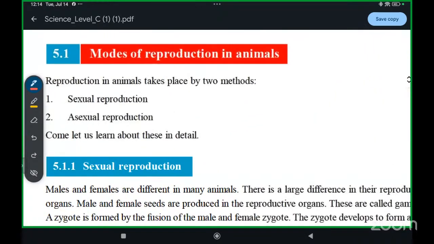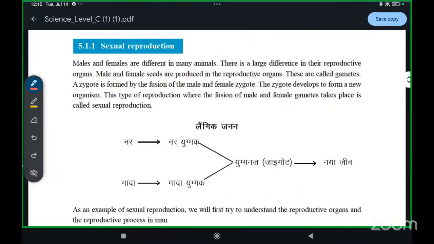Now, there are two major modes of reproduction in animals. One is known as sexual reproduction, the other one is called asexual reproduction. We will learn what is the difference between these two types of reproduction and how it takes place. Now, sexual reproduction. Male and female are different in many animals. There is a large difference in their reproductive organs.